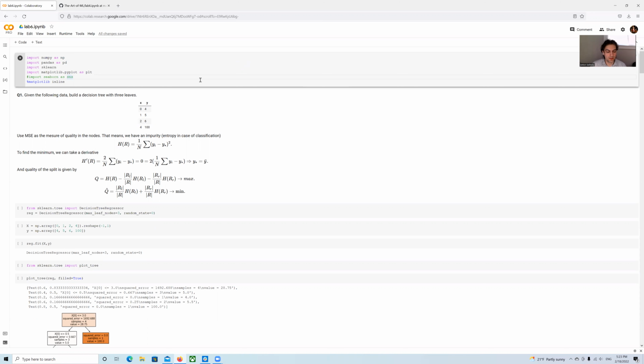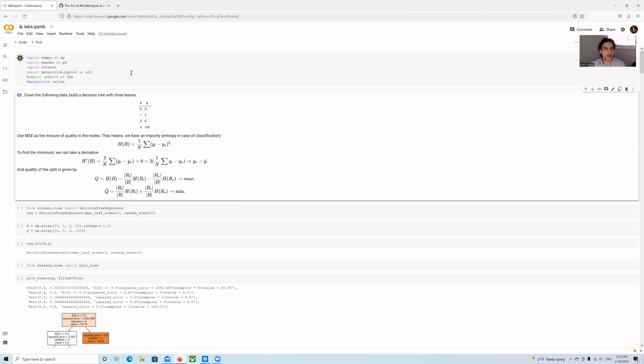Today's topic is ensembles of models, but before we go to ensembles, let's talk about how to build a decision tree for regression. Last time we saw an example of how to build a decision tree for classification using the entropy for splitting into classes.